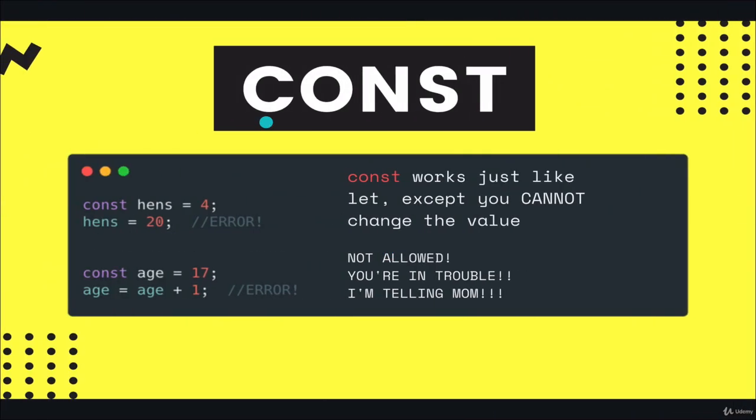The first one is called const. Const stands for constant. Anyways, it means constant, and a constant is a value that does not change. It remains constant. So we use it the same way, const instead of let, and then a space, and then some identifier, and then an equal sign, and then some value, except there's a huge distinction in its behavior.